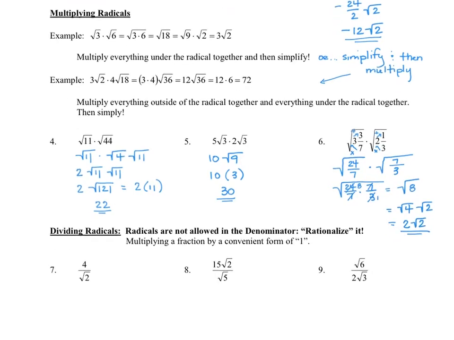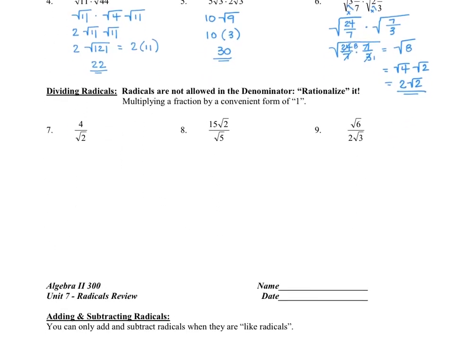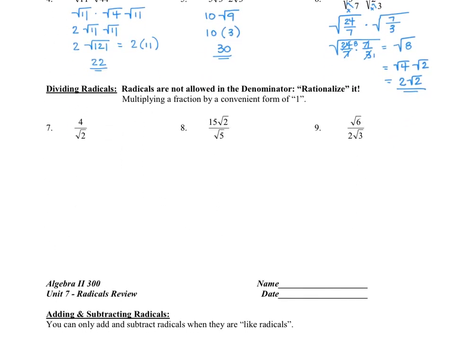In order to divide radicals, the biggest thing we have to remember is that no radicals can be left in the denominator. In order to get the radicals out of the denominator, we need to multiply by a convenient form of 1. The way we do that is simply to multiply both the numerator and the denominator by whatever radical is in the denominator.